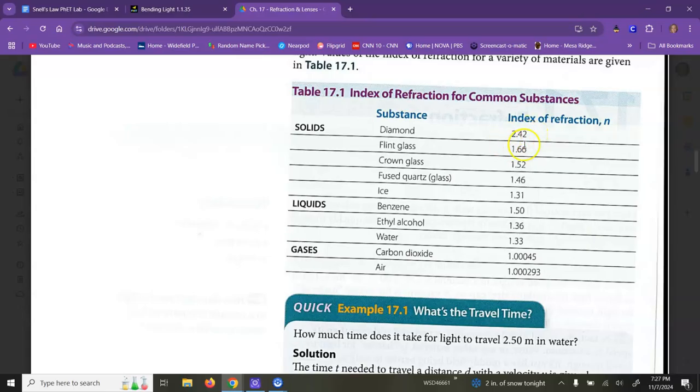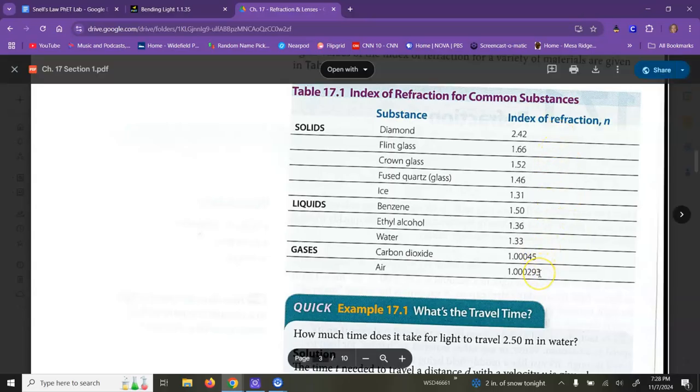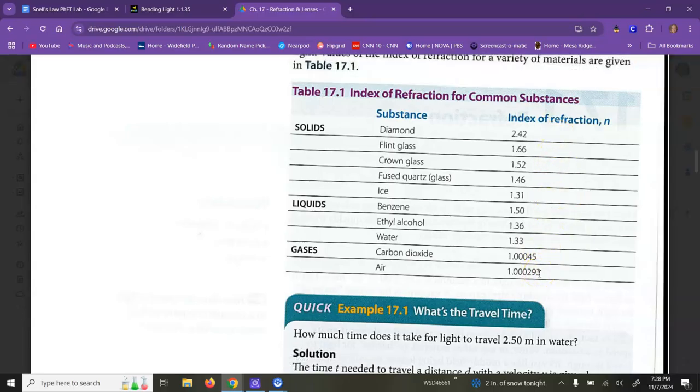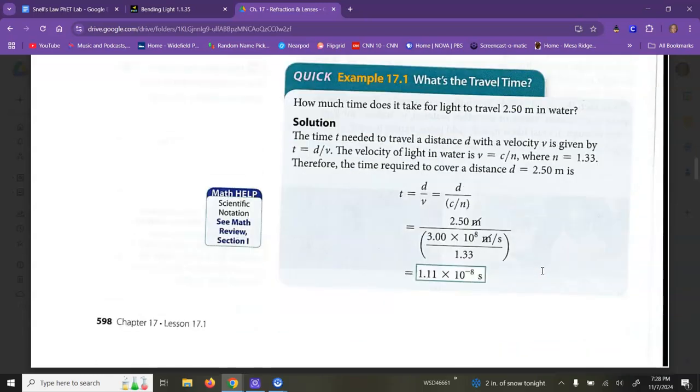So light travels very slowly through a diamond, and that's actually one of the ways you can tell if you have a real diamond or not. But as we go lower on the table, you're going to see different types of glass or quartz or ice, different liquids like benzene, ethyl alcohol, water, things like that, and then different gases, carbon dioxide, air. So all of these have different indices of refraction, and that means that light is going to travel at different speeds through those different materials. All right, let's keep scrolling down and talk about Snell's law.